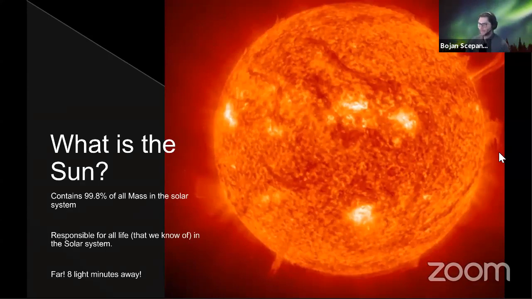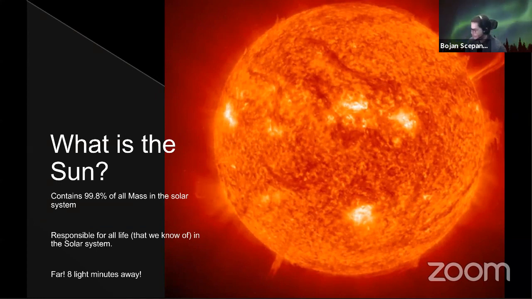So what is the sun still? It contains 99.8% of all the mass in the solar system. You are probably familiar with the other planets, Jupiter, Saturn, Neptune, and some of the smaller ones, Mercury and Venus. All the comets, all the asteroids, anything else in the solar system accounts for 0.2% of the mass. The sun comprises 99.8% of the mass. It's responsible for all of the life that we know of in the solar system. If you look at the Earth, any food chain, any energy production can be traced back to the energy that is being produced on the sun right now.